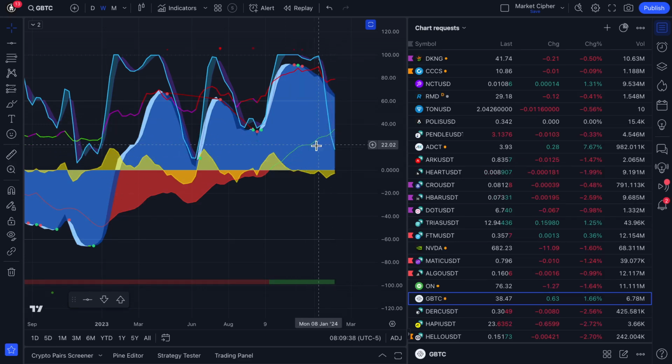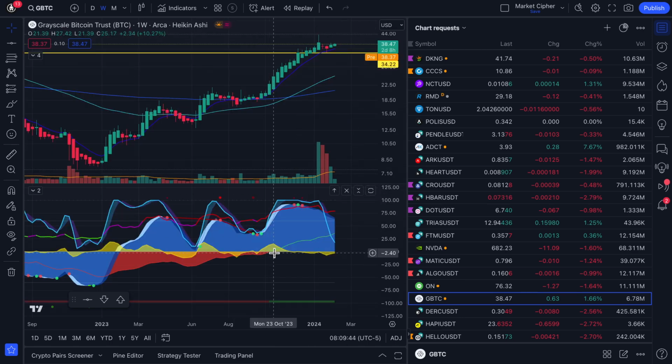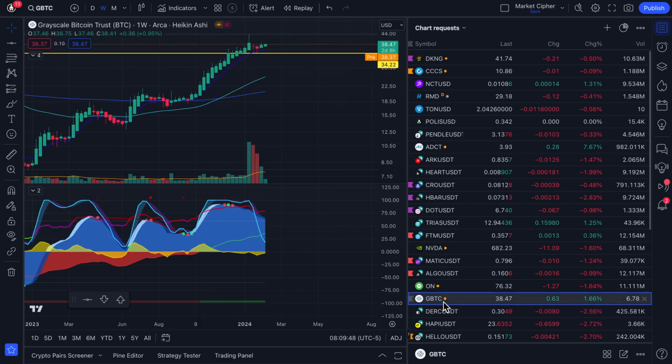That green wave you see on the screen, that's money inflow, meaning tons of money is flowing into this since the beginning of the year. That started there in October. So we're buying any and every pullback on that.